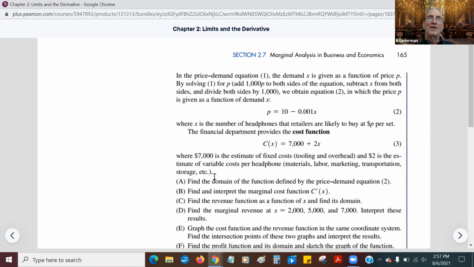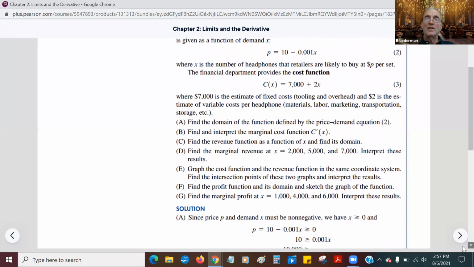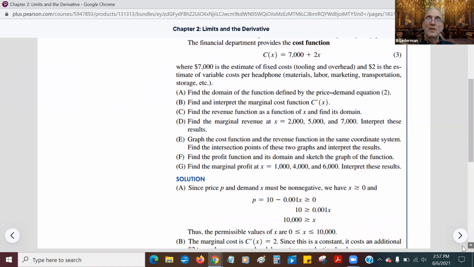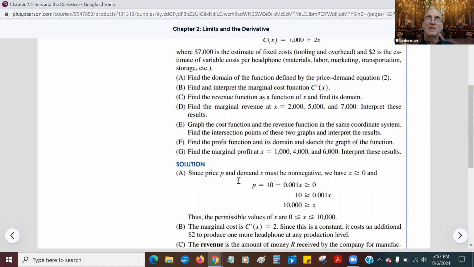Okay. Find the domain of the function defined by the price-demand equation. Domain, that's interesting. Well, let's just take this one at a time. Since the price and the demand have to be non-negative, p has to be greater than 0, and of course x also has to be greater than 0. But x has to be less than 10,000. So x is between 0 and 10,000. And you can get that from this equation.